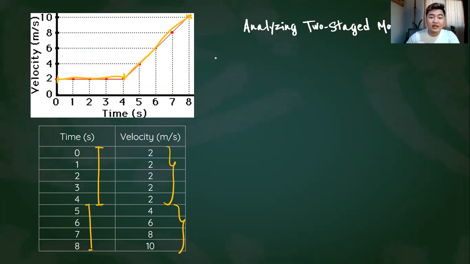And looking at your slope from 0 seconds to 4 seconds, you can actually immediately conclude that the acceleration is 0 meters per second squared. Why? Because you have there the graph, which is a horizontal line. And a graph that is horizontal means that the slope is 0.